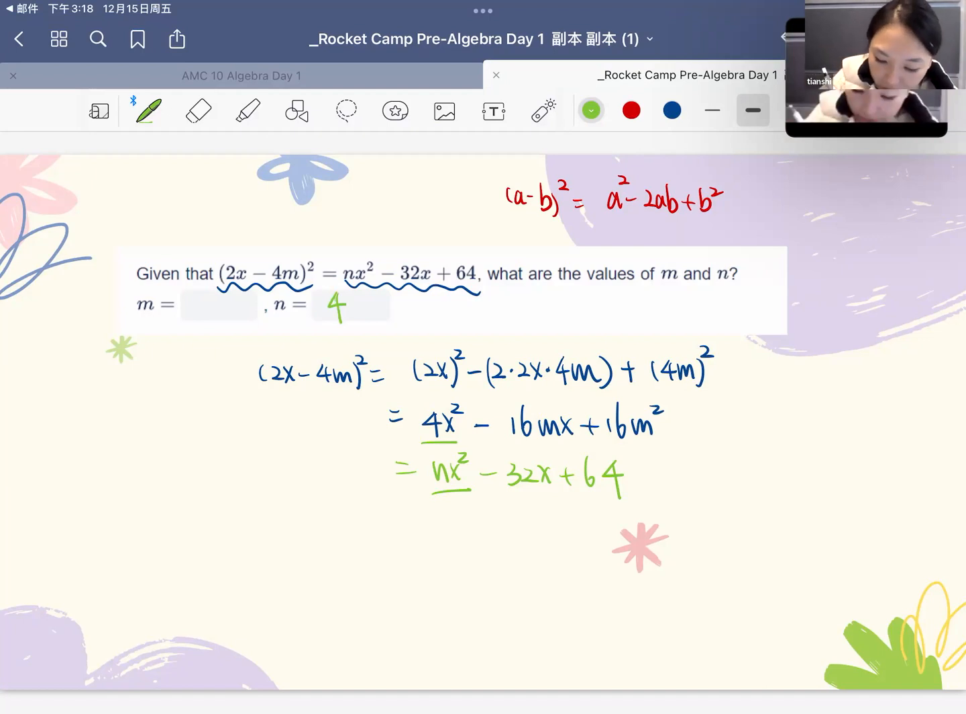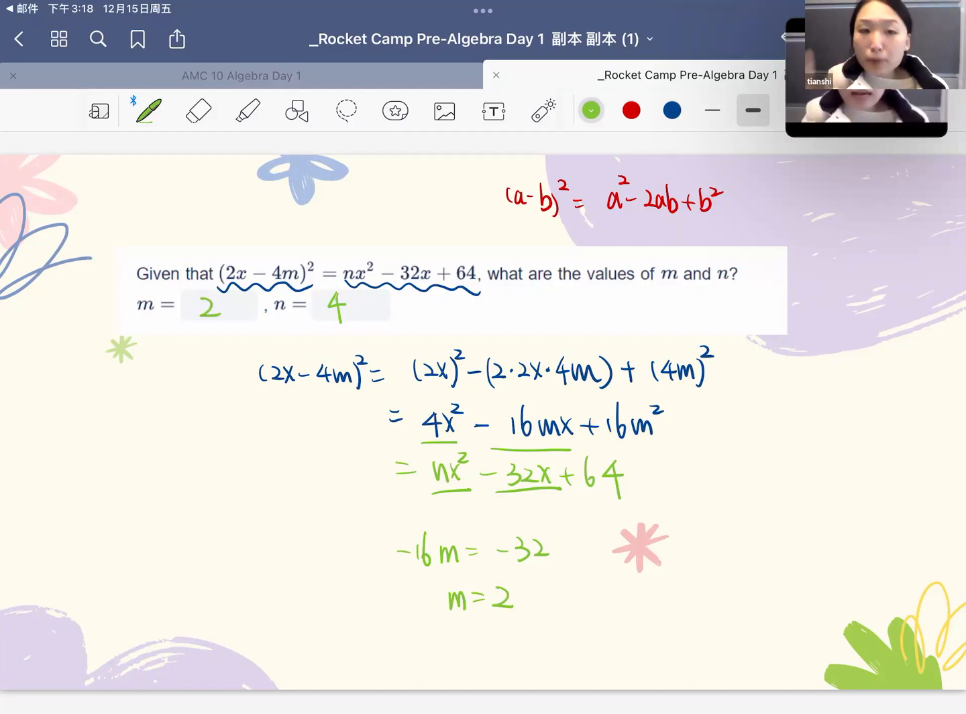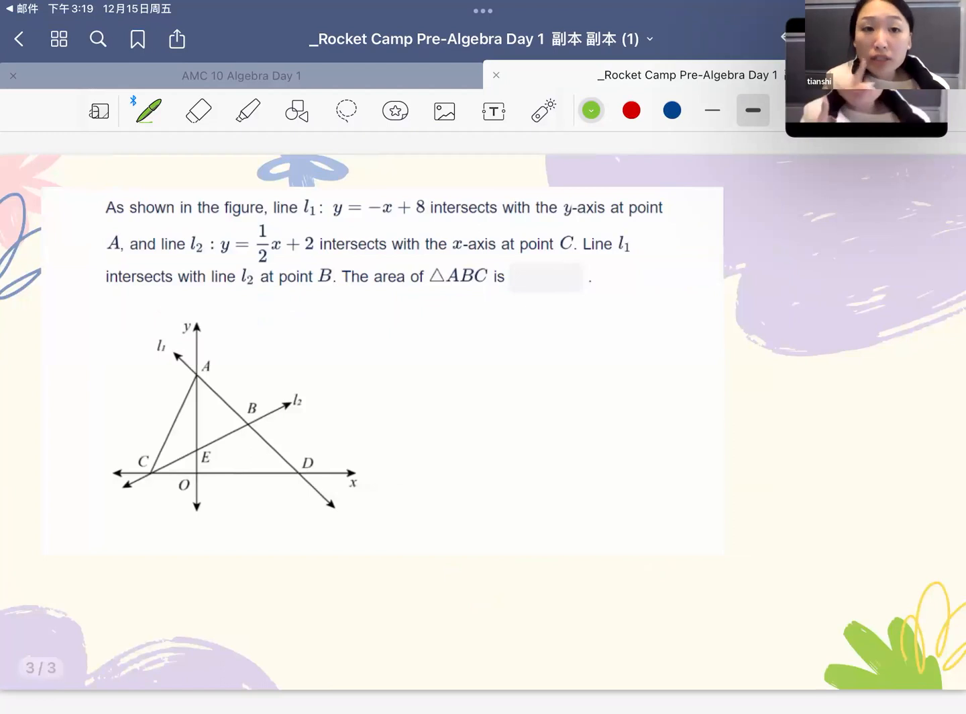And what about m? Here we can set up an equation. Negative 16m is the coefficient for x, and it should equal negative 32. So what is the value for m? m should equal 2, right? And let's double check the value for m. So m equals 2, so m squared equals 4, and this also satisfies the condition. Okay, so this question is basically a calculation question that tests our understanding of the perfect square formula. Okay, and let's do one more question about linear equations.